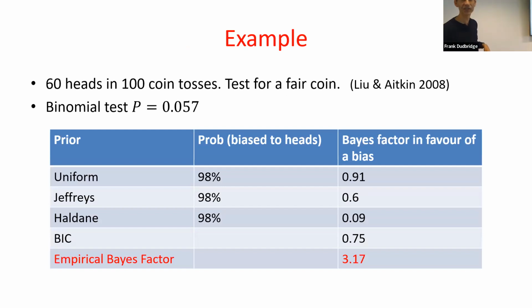So going back to our 60 heads and 100 tosses, we see that the empirical Bayes factor is 3.17. So it's greater than 1. So it's in the direction of a biased coin. And that's now concordant with the parameter estimate. And that's exactly because we have used the posterior distribution in the Bayes factor.